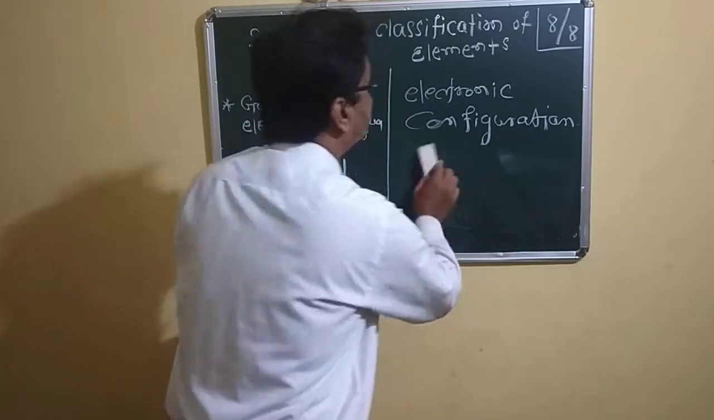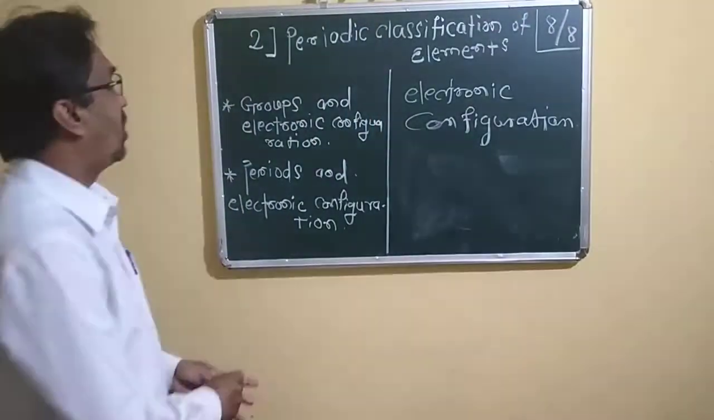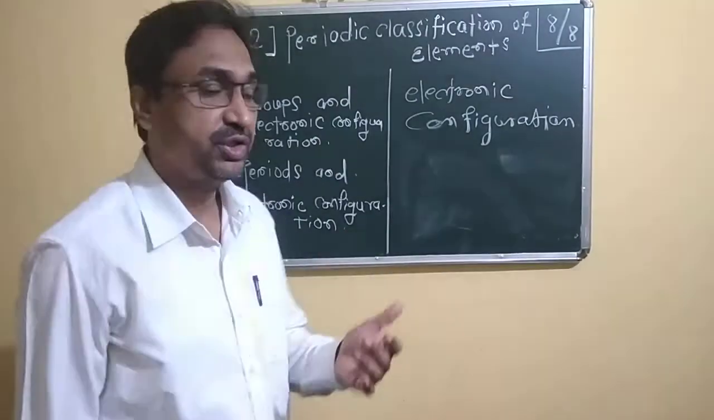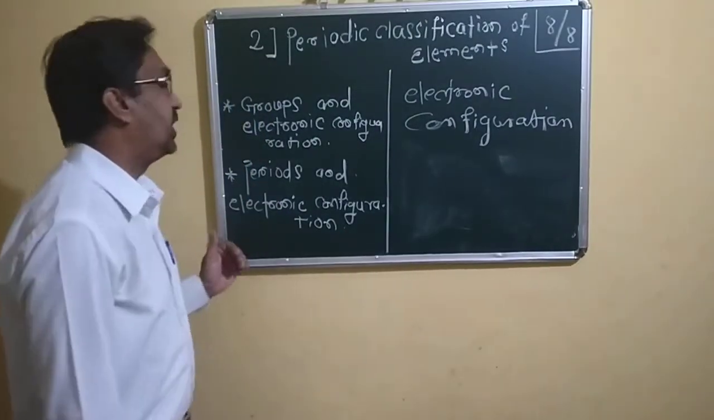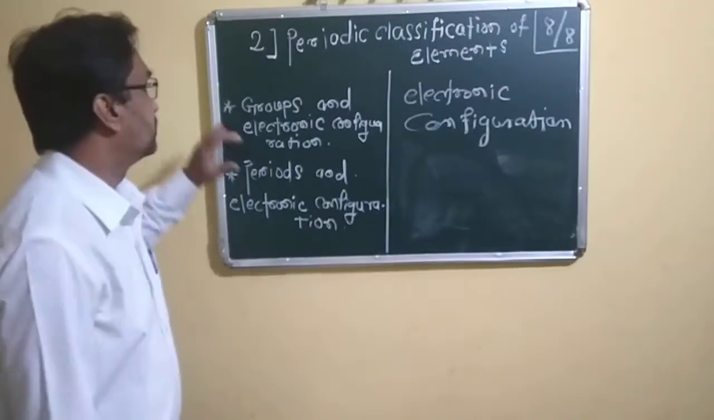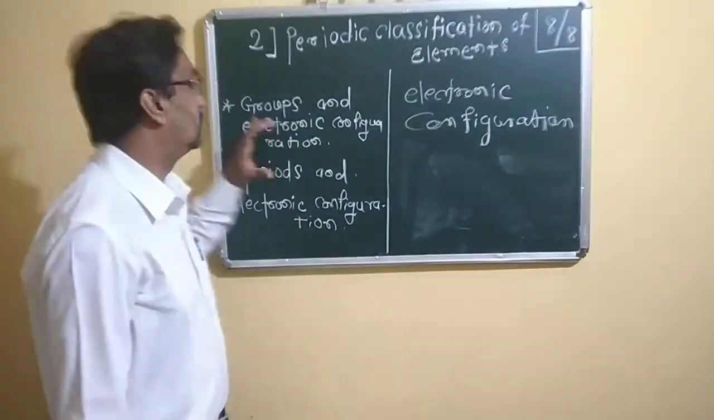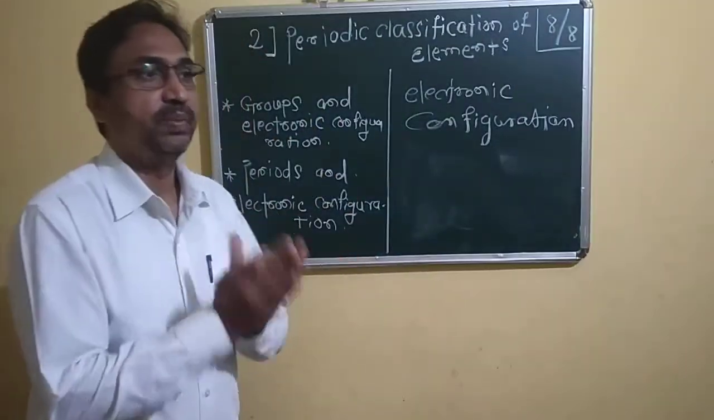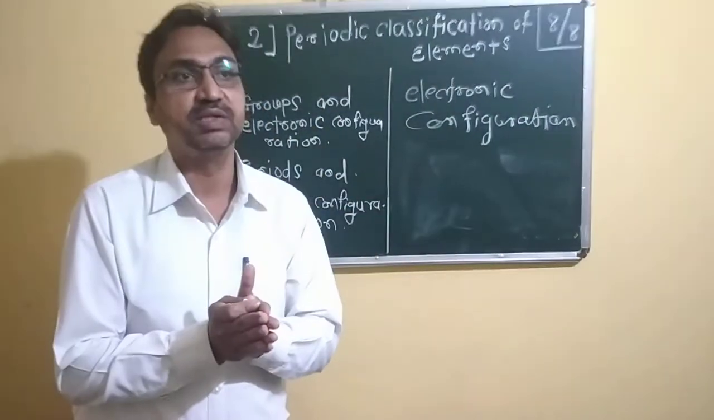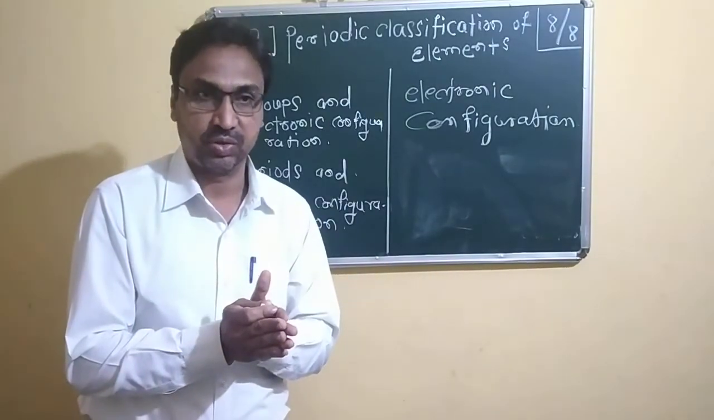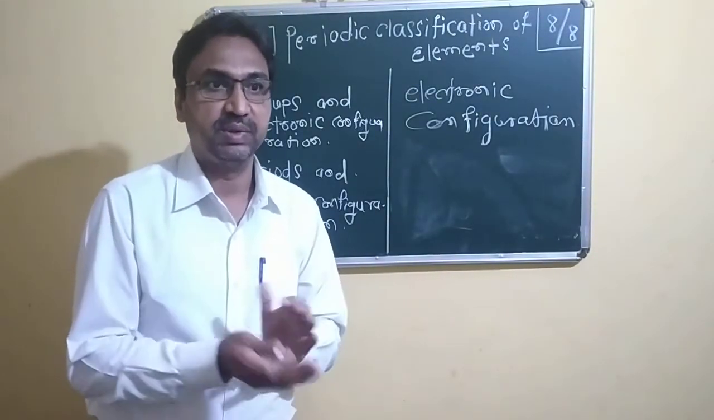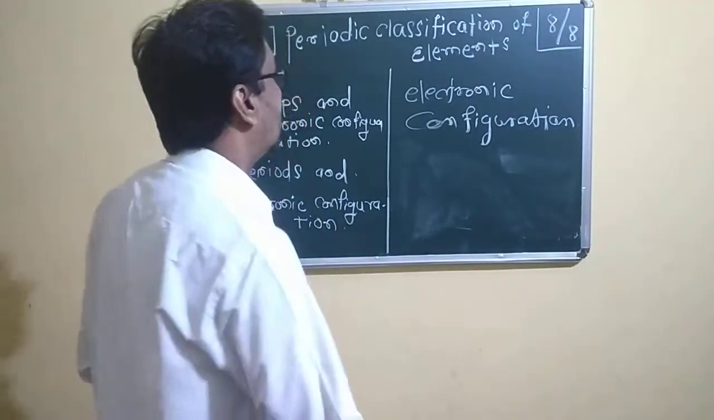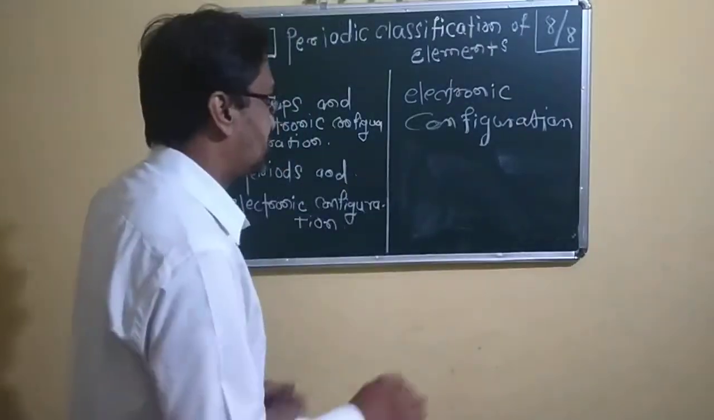Before explaining how the electronic configuration is taking place in groups, and how it is taking place in periods, why do these two topics have more importance? Because the electronic configuration of an element decides whether these elements are taking part in a chemical reaction or not, how reactive it has been. So just we take one example.